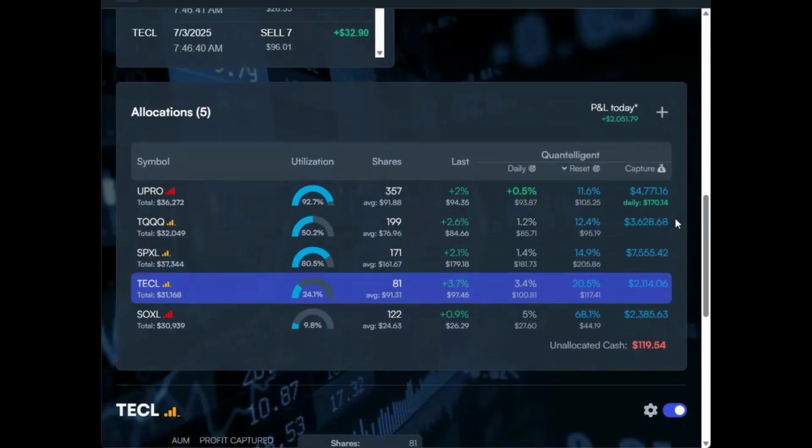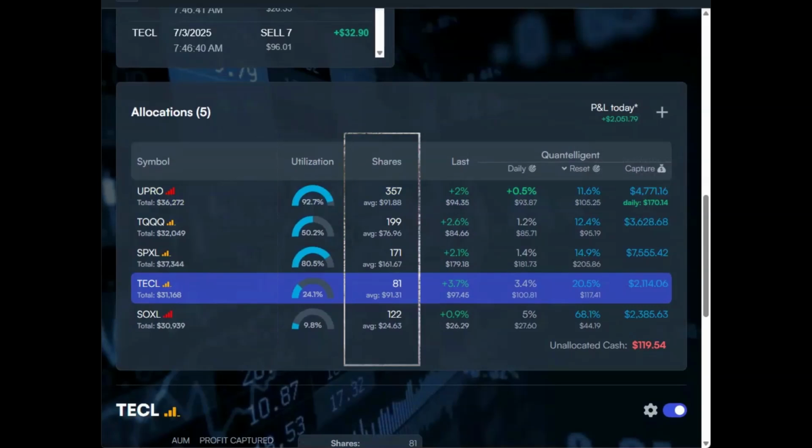Over here in this section is a list of all our allocations or funds. Each fund is allocated a set amount of money, hence the term allocations. Underneath the name of the fund is the money that has been allocated to this fund. The utilization here shows how much of the allocated money is invested into the market versus how much is still in cash waiting to be deployed.